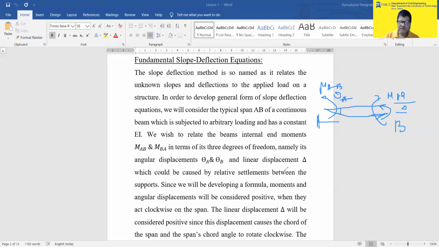Now the delta value is the relative displacement between the supports. So what does the relative displacement between supports mean? One support is either below or above with respect to another support. That is the relative displacement.